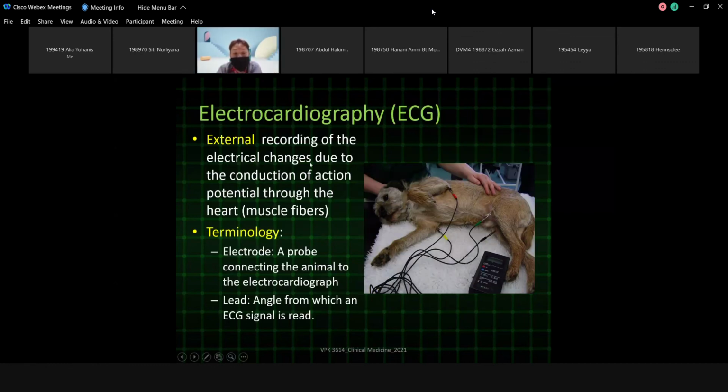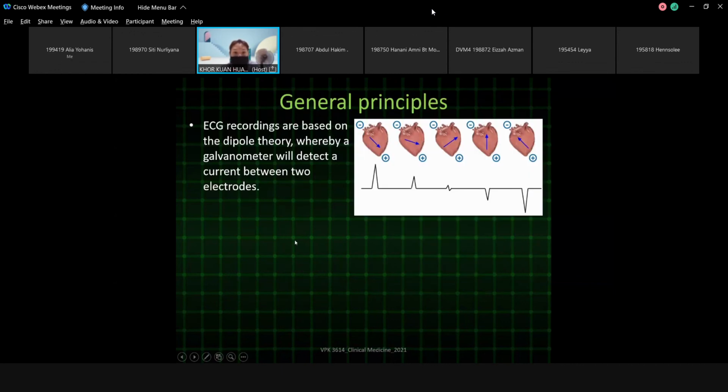Now it's an external recording. You want to record the electrical function within the heart, but you're measuring from the surface. This is how it looks like. So terminology is very important. What are electrodes and what are leads? Electrodes is this one, a probe connecting the animal to the ECG machine. Leads are the angle from which an ECG signal is being read. This is the meaning of lead. Okay?